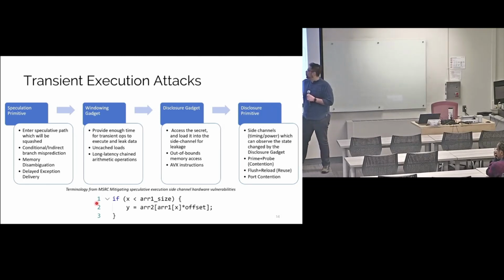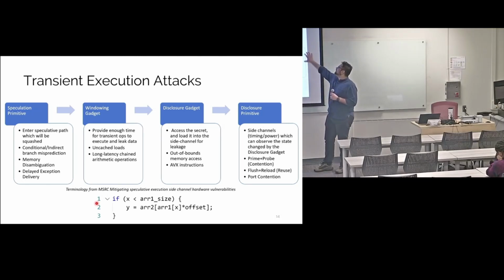But what I'm going to do is make a dependent operation on array2. And then I can figure out which elements of array2 are loaded quickly versus which elements are loaded slowly. And we'll see an example of this a little later as well. So this is the disclosure gadget, array1 of x and its multiplication with offset.